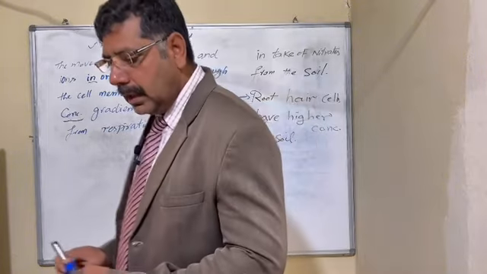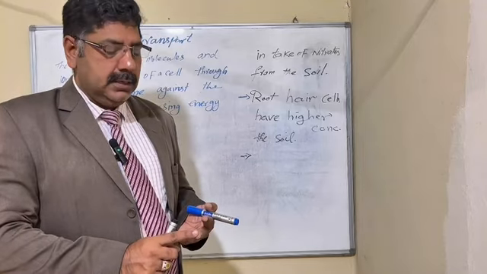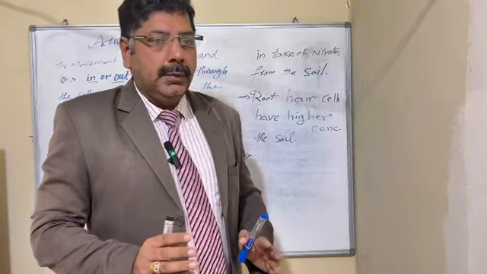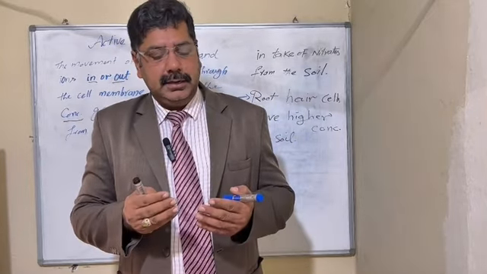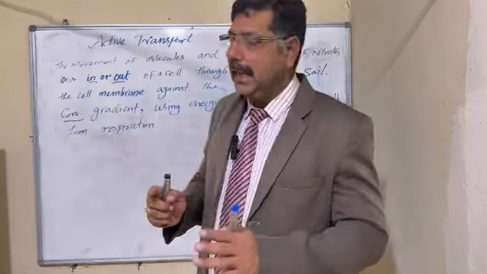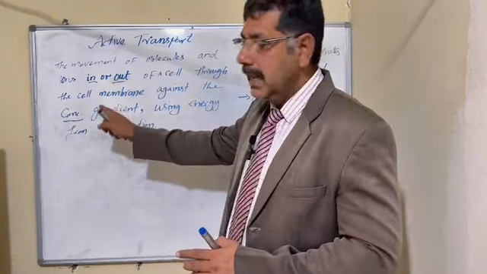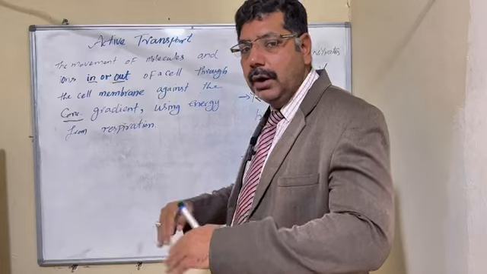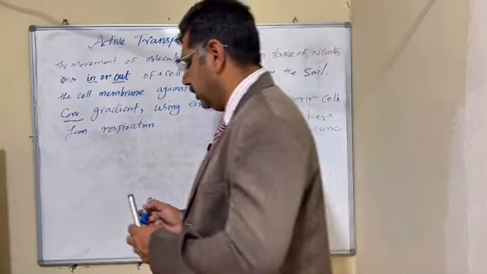Now, in osmosis and in diffusion, what we have seen is automatic. There is no need of energy. When you are going against something, then there is need of energy, there is need of effort. So here we are saying that any molecules or ions are moved in or out of the cell through the cell membrane against the concentration gradient. What does against the concentration gradient mean here?